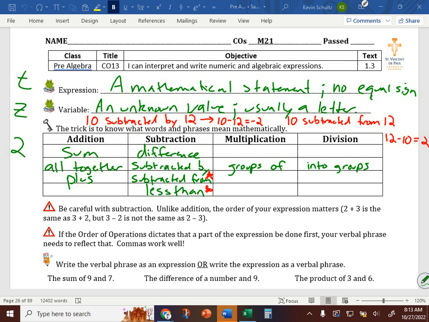But what word represents the answer to a multiplication expression? Product. Okay, product, the product of. And as long as we're on that topic here, what word represents the solution to a division expression? Quotient. Very good.